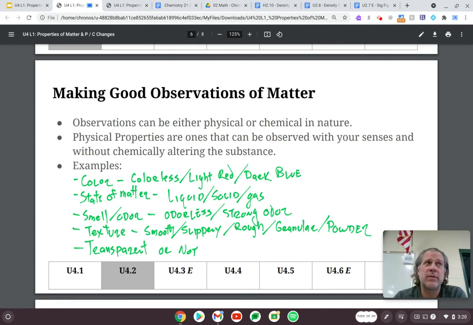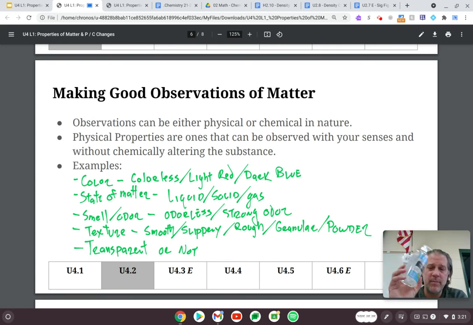But we use our sight, and we use touch, and we use feeling, or we use sound, you know, those, and smell. We use those things. So one of the ways that we take good observations is we talk about things by their color.